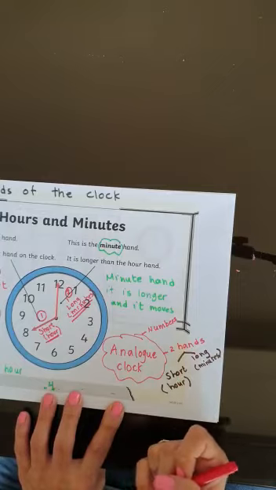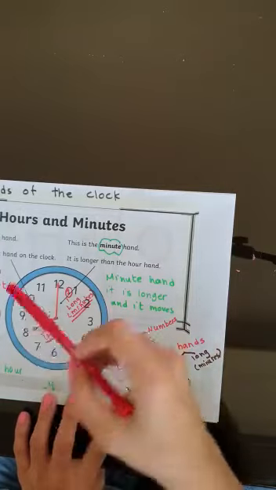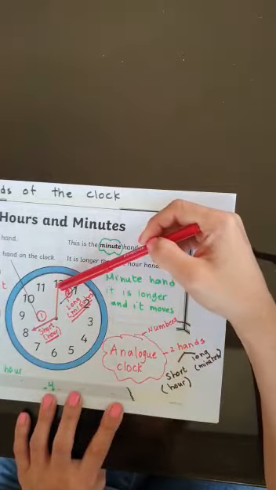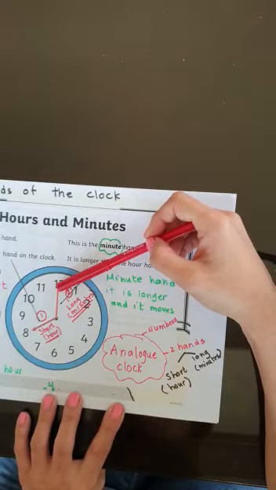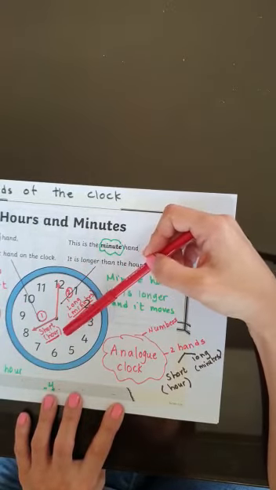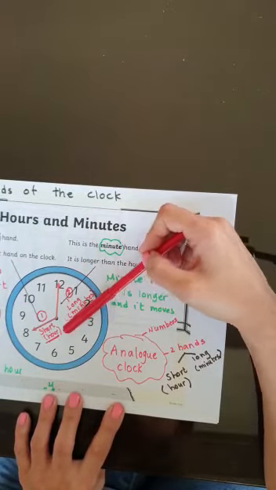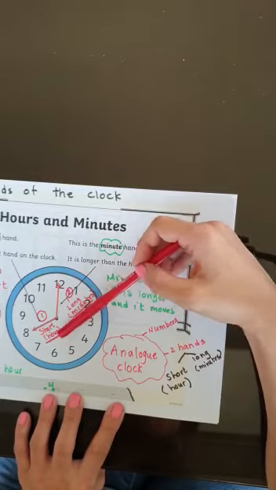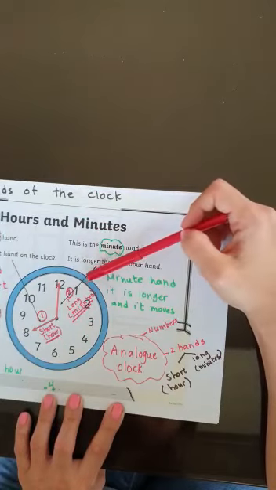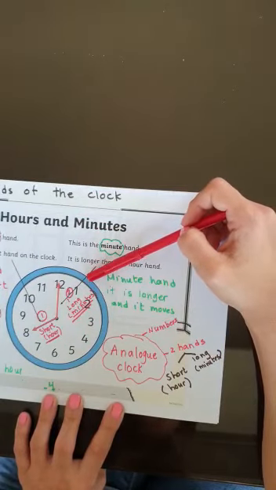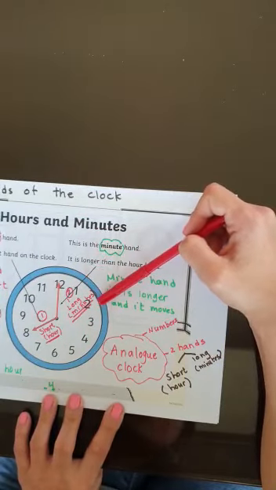And remember the two hands, hand number 1 and hand number 2. Hand number 1, what did we call it, grade 1? It is the shorter one. It is called the hour hand. And hand number 2, grade 1, what did we call it, the longer one? The minute hand.